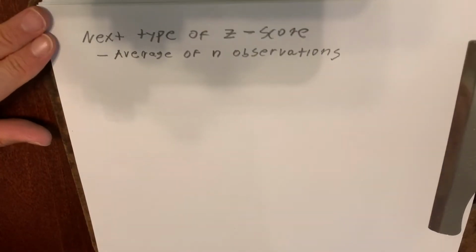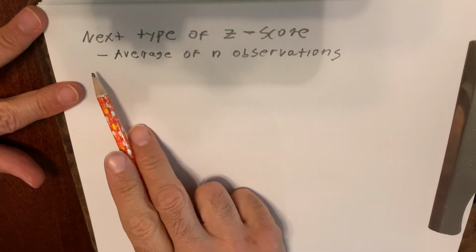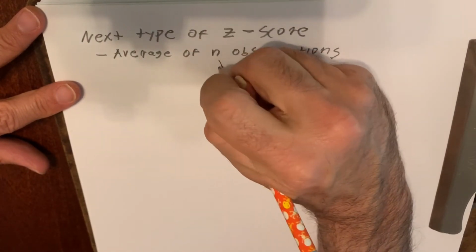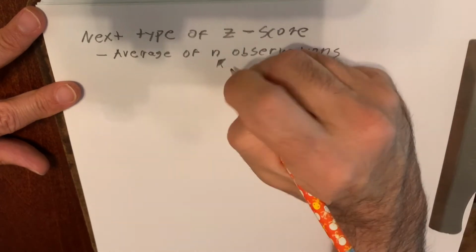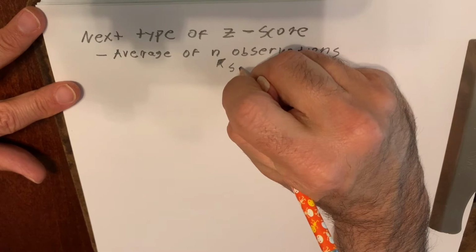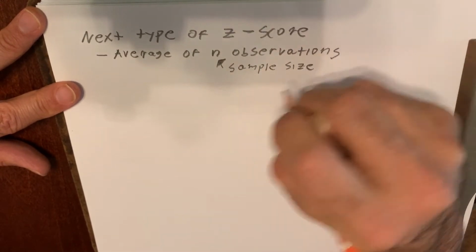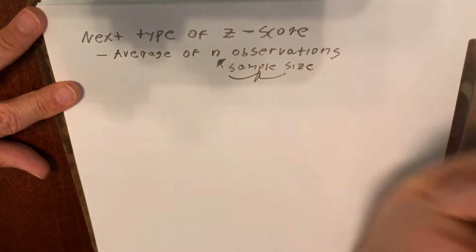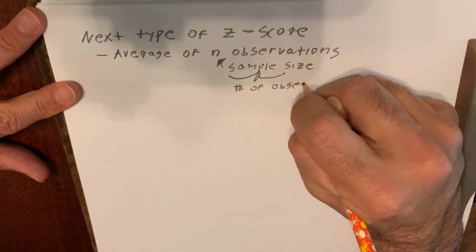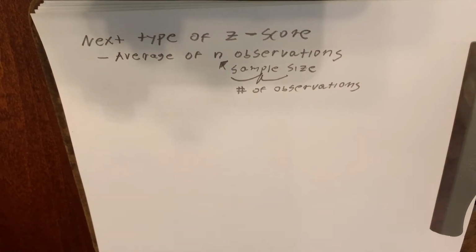So the next type of z-score that we will deal with in college-level statistics classes concerns an average of n observations. Now, this is the letter n, and n in college-level statistics is the letter that we always use to represent what's called the sample size. And the sample size is just a fancy term for the number of observations, or the number of numbers.